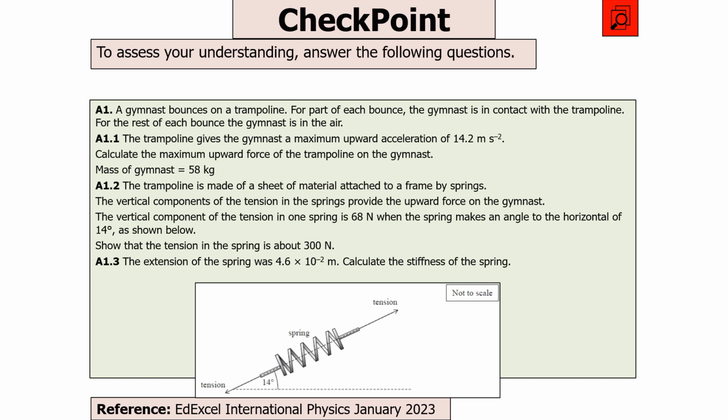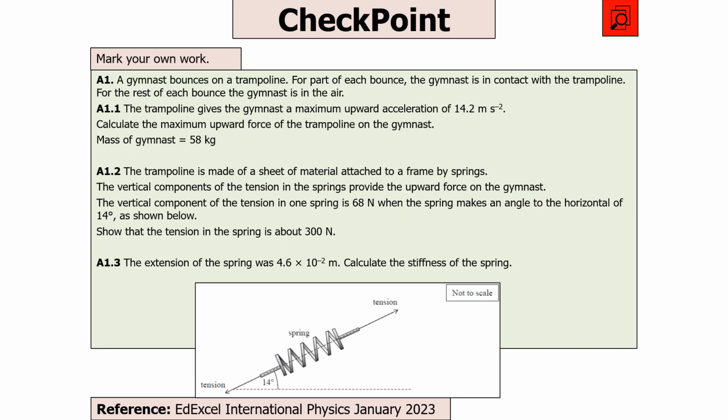The trampoline is made of a sheet of material attached to a frame by springs. The vertical components of the tension in the springs provide the upward force on the gymnast. The vertical component of the tension in one spring is 68 newtons when the spring makes an angle to the horizontal of 14 degrees as shown below, and the extension of the spring was 4.6 times 10 to the minus 2 meters. Calculate the stiffness of the spring. So pause the video now, then unpause the video when you want to go through your answer.